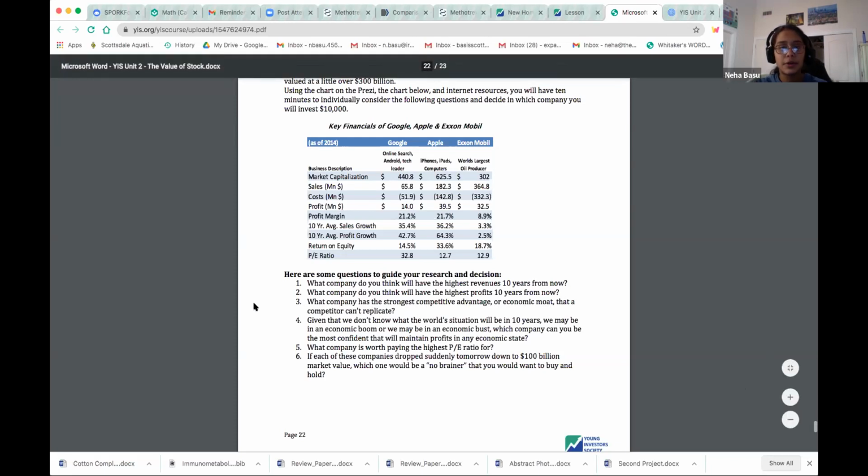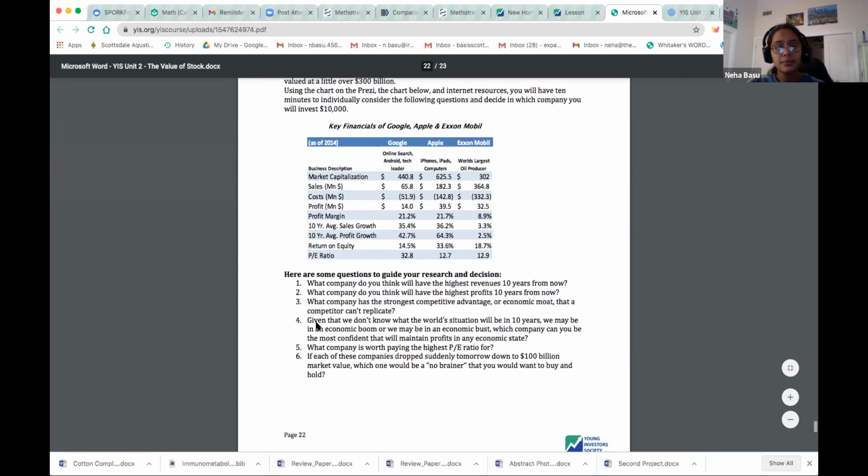Okay, so I'll keep going. So based on these products, Google, as you guys probably all know, is a software company. Apple makes both actual products and software, and ExxonMobil is an energy company. So I would say that for the strongest competitive advantage, it would be kind of hard to determine because both Google and Apple have really prominent competitors, but I would say that ExxonMobil probably has the most competitors because there are a lot of oil companies. So I would say either Google or Apple has the strongest competitive advantage.